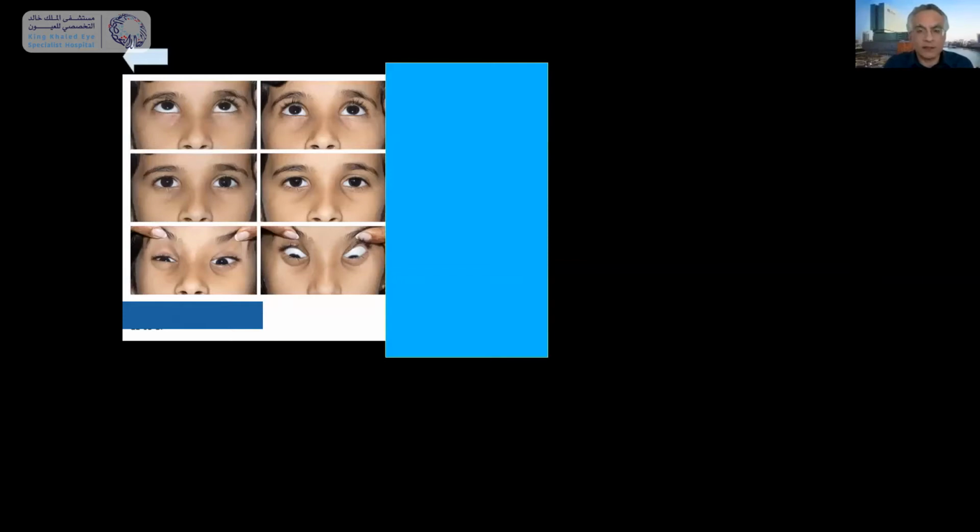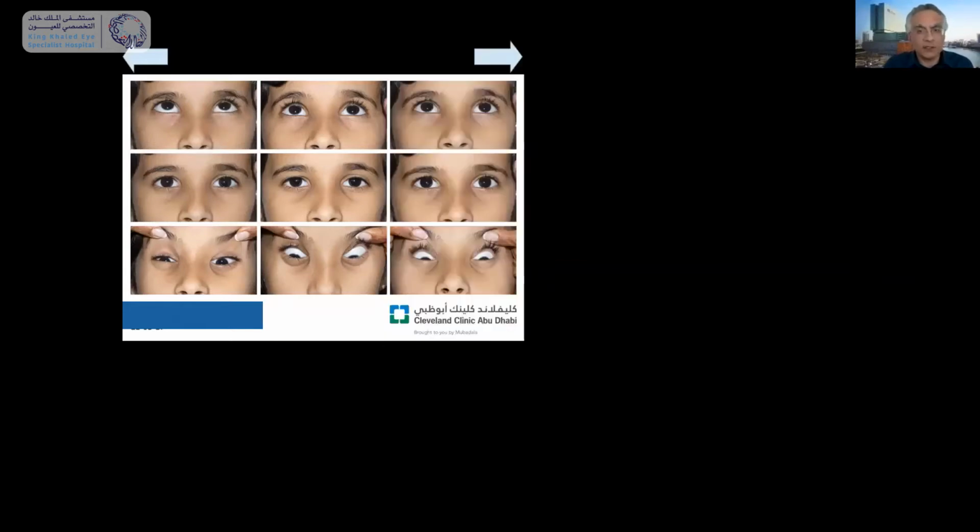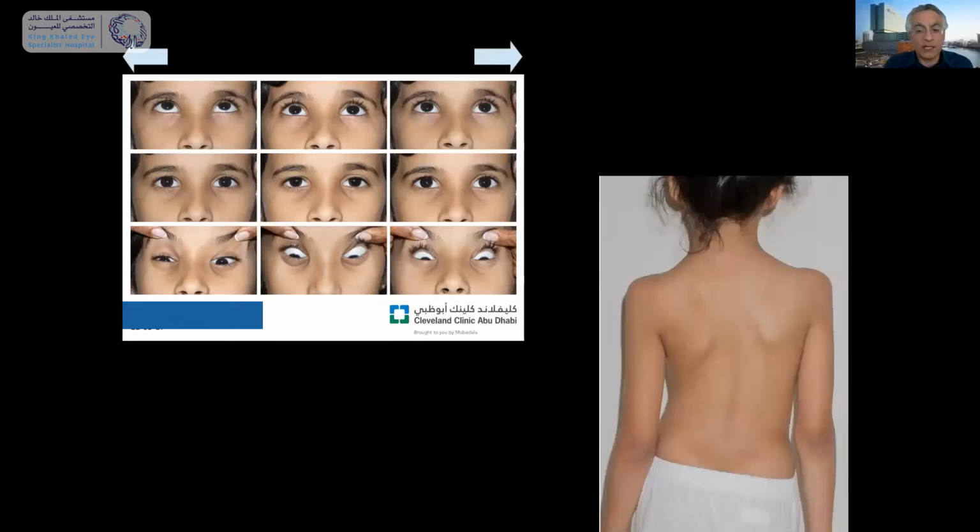Here you can see a girl. She has intact vertical gaze. When she looks to the right, there's no horizontal gaze. She looks to the left, there's no horizontal gaze. We see this phenotype. We examine her back. She has scoliosis, which nobody was really aware of or nobody paid attention to. Horizontal gaze palsy with progressive scoliosis.